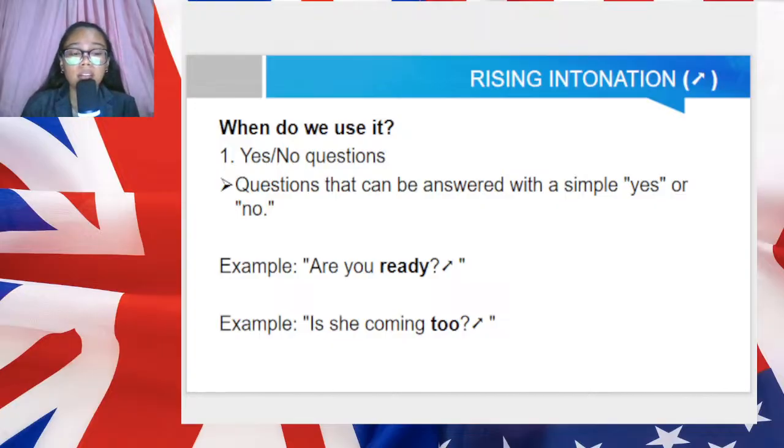Anyway, this rising intonation is therefore absolutely critical. It transforms the tag from a statement into a genuine question.